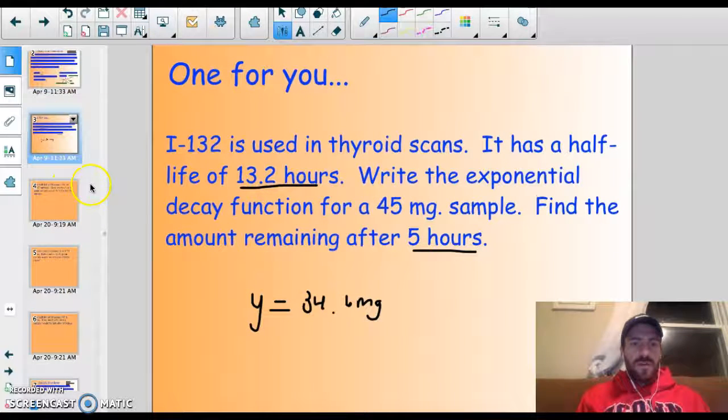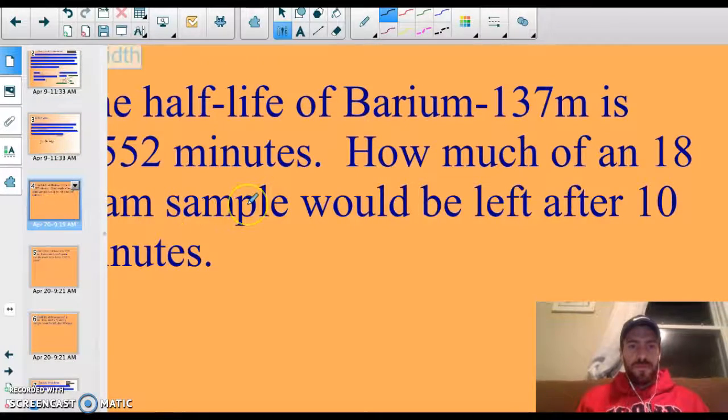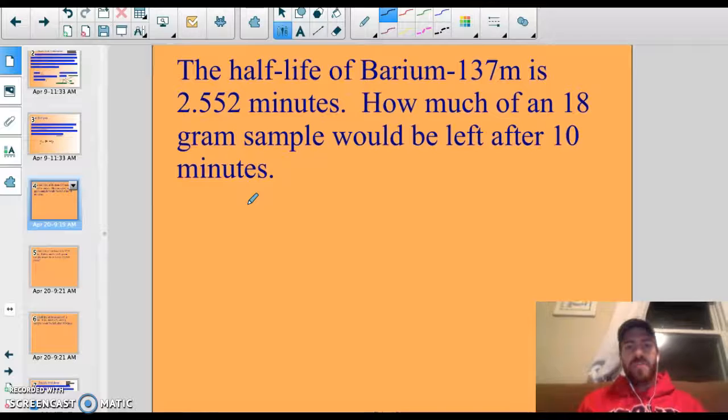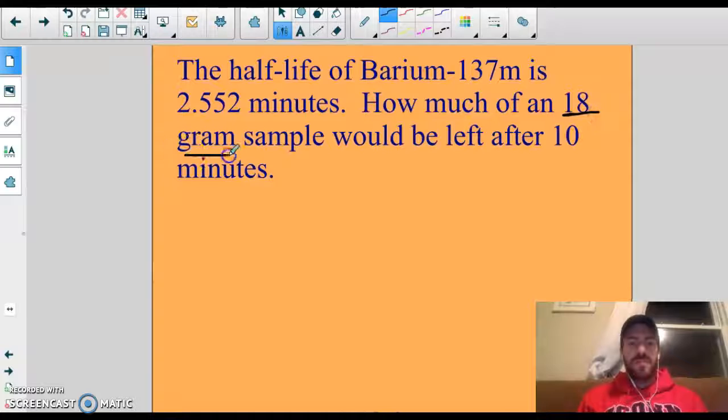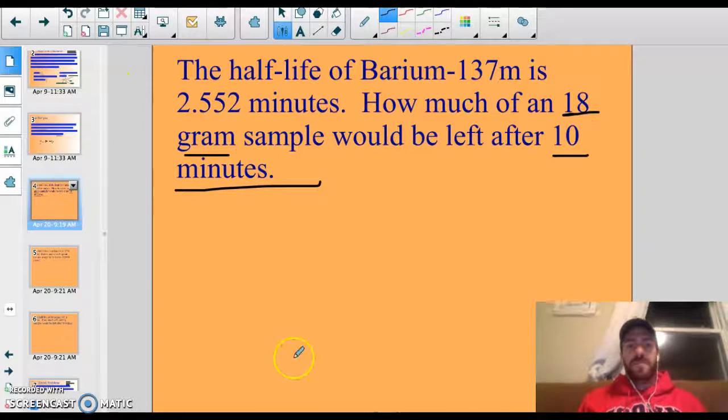That's fine. So now let's look at the next example. The half-life of barium-137 is 2.552 minutes. How much of an 18-gram sample, now we're in grams instead of milligrams, will be left after 10 minutes? So it's definitely going to be less than 9. So go ahead and try it on your own.